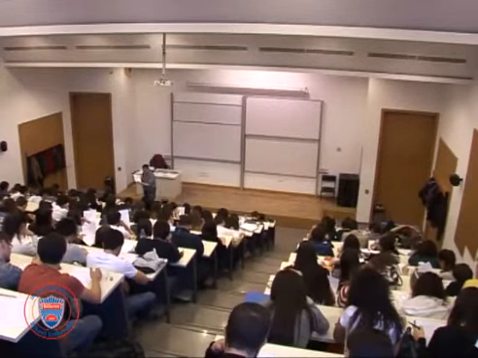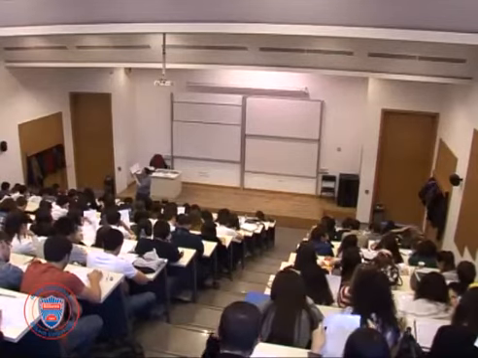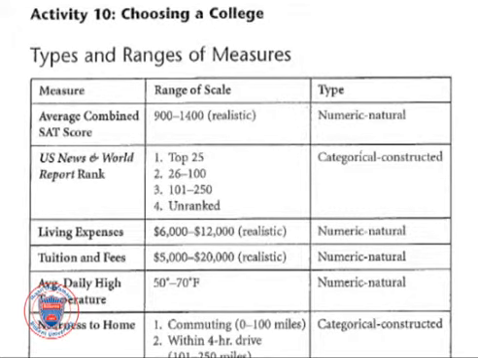Let's look at page 139, types and ranges of measures, because in that table, we're going to see a number of things that are important for Miguel to make the decision. Okay.